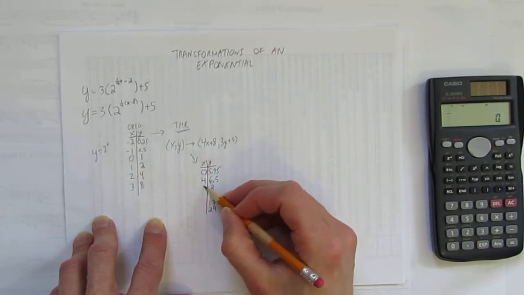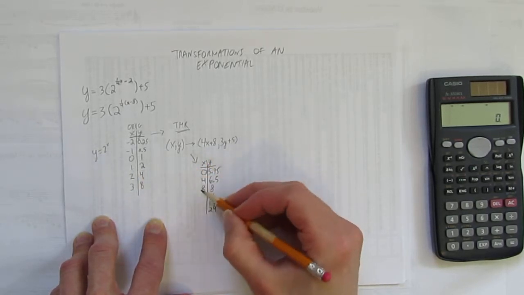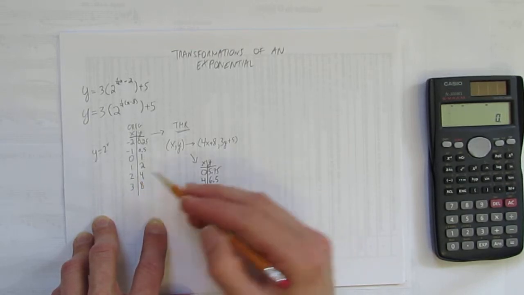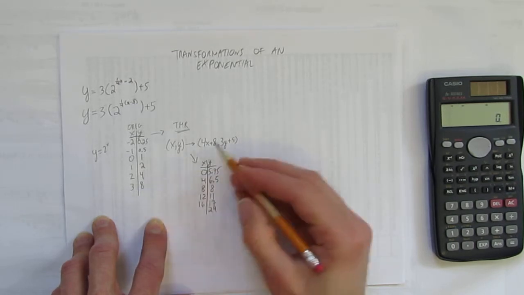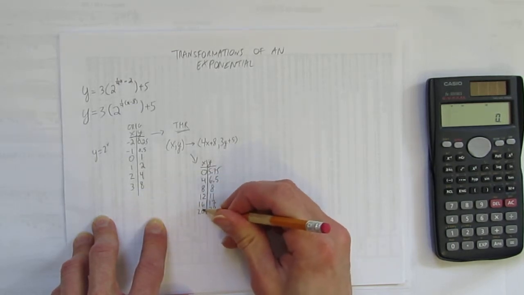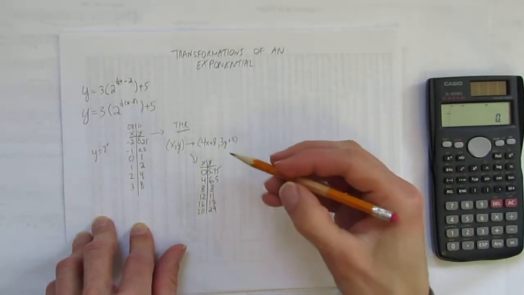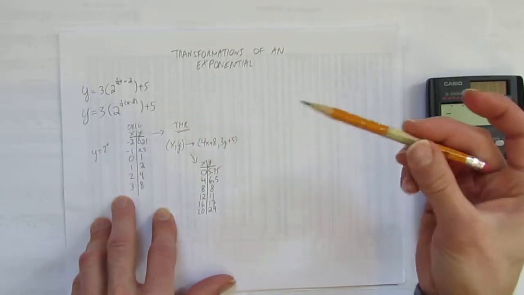What's 4 times 0 plus 8? 8. I bet you can predict the next one. It's 4 times 1, 4, plus 8 is 12. What's 4 times 2? 8, plus 8 is 16. And what's 4 times 3? 12, plus 8 is 20. And so now I've got my table. The mapping rule has helped me make a recipe to make a table of values for this equation very quickly.